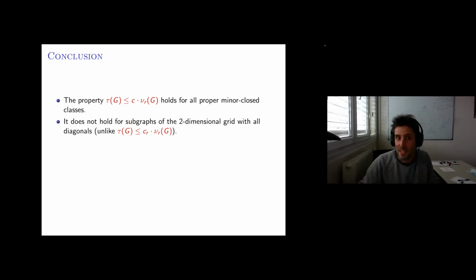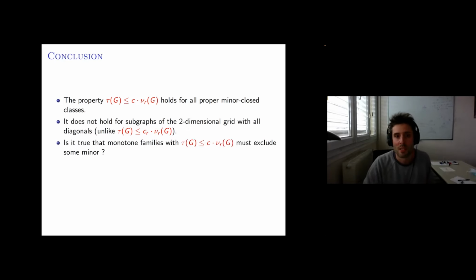So classes that satisfy this nice property, you're stuck between minor closed classes and subgraphs of the two-dimensional grid with all diagonals. There's not much space, but my intuition would be that the real answer is exactly minor closed classes. So if you take a monotone class and ask that tau is at most c times nu r for all hypergraphs, I believe that this is exactly minor closed classes. So you must exclude some minor, but I don't know how to prove that.